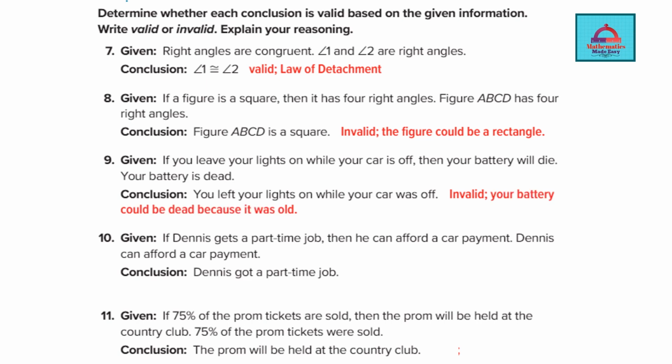Question 9 will also be invalid, and the reason is, let's first find P and Q. If you leave your lights on while a car is off, this is P. And Q is your battery will die, then your battery is dead. Okay, the conclusion is you left your lights on while the car was off. Now the battery becomes dead due to various reasons. One reason out of many reasons can be that you left the lights on while the car was off, but the battery could die because maybe it was overused, because it was so old. So definitely this is an invalid conclusion for question 9.